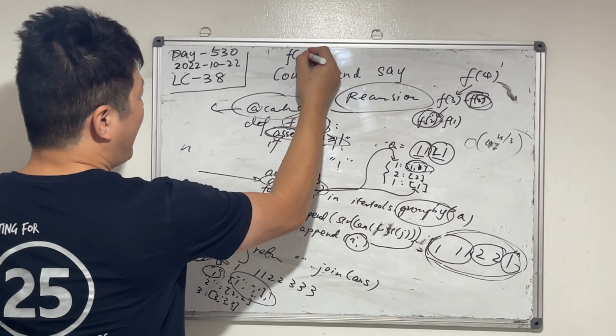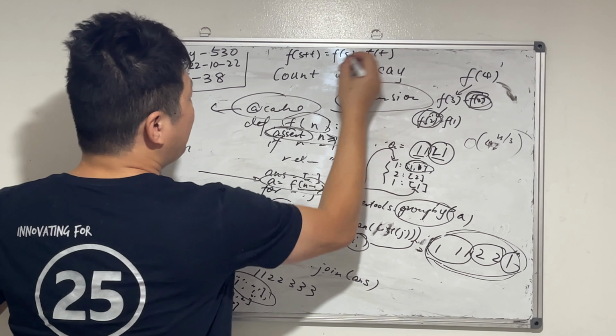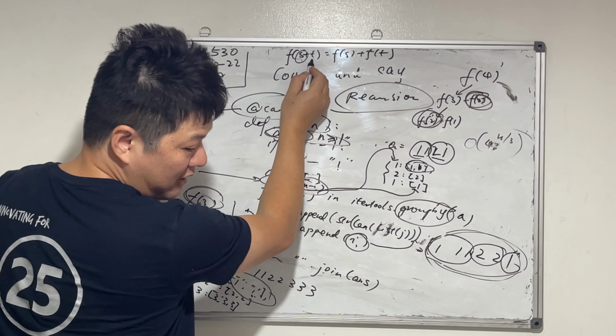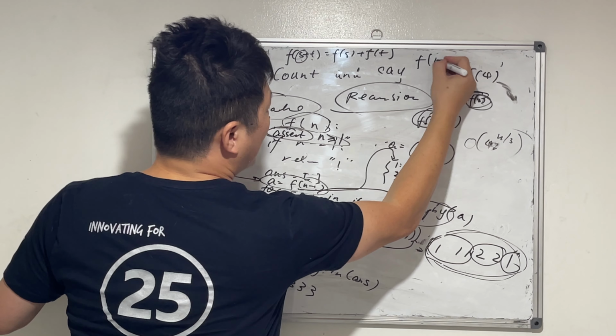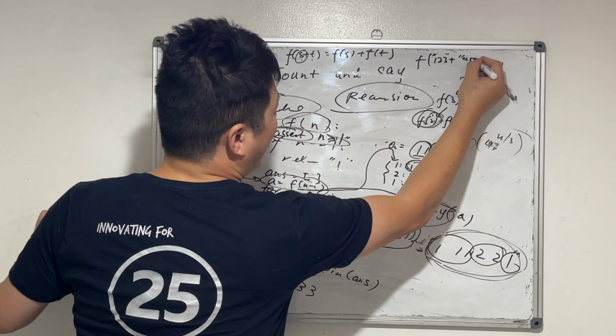So f(s plus t) equals f(s) plus f(t), if the last digit of s is not the same as the first digit of t. Make sense, right? So look, f of 1, 2, 3 plus, okay, 4, 5, 6, right?